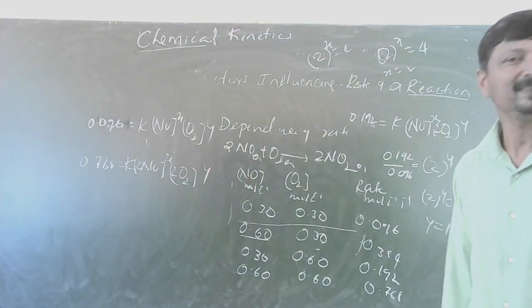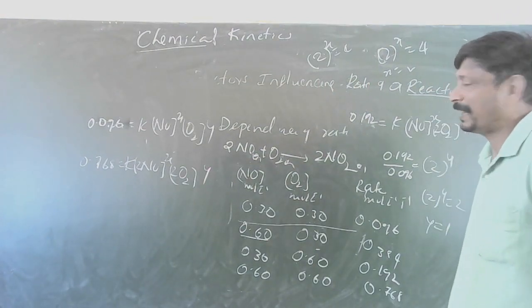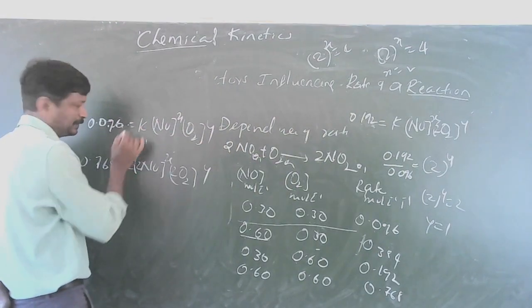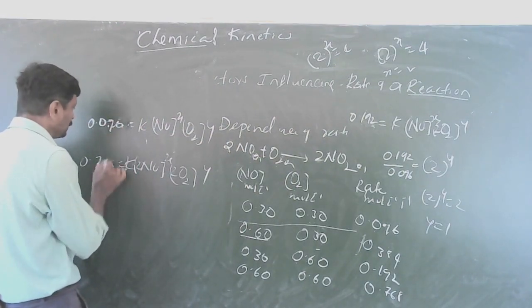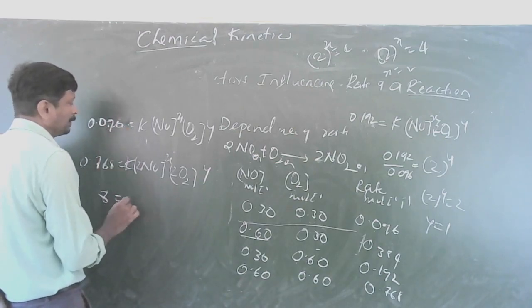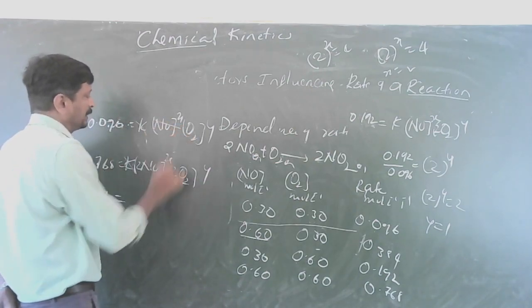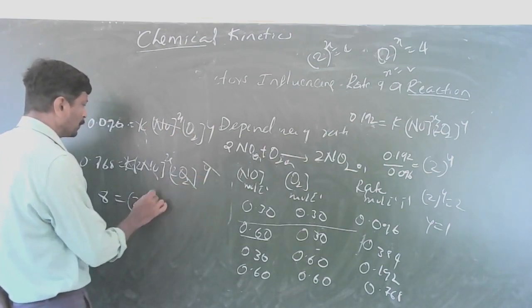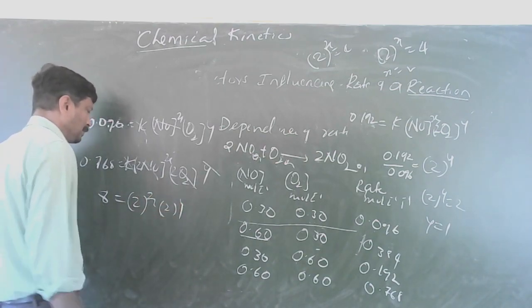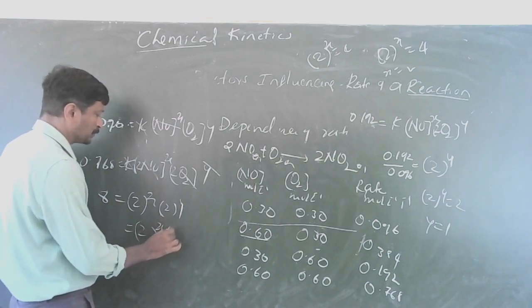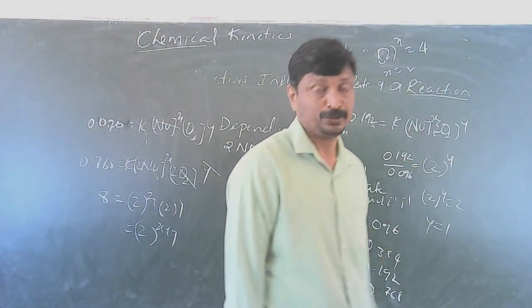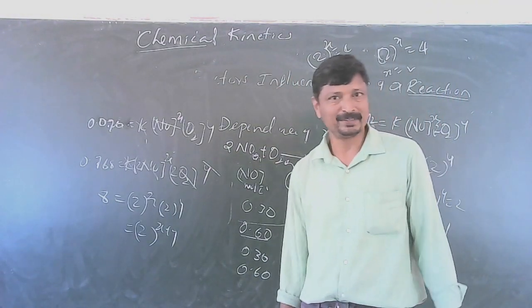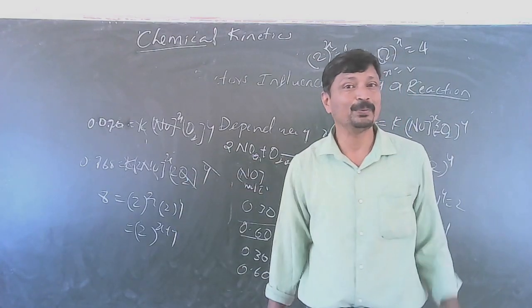So look at this, this is a good expression. Now you want to find out what X and Y are. Then what will you do? You divide this by this one. This is R4 by R1. What will you get? K gets cancelled, NO raised to X cancels, O2 raised to Y cancels. So you get 2 to the power of X and 2 to the power of Y, or 2 to the power of X plus Y is equal to 8. Therefore, X plus Y is equal to 3. Already we know X is equal to 2 and Y is equal to 1.